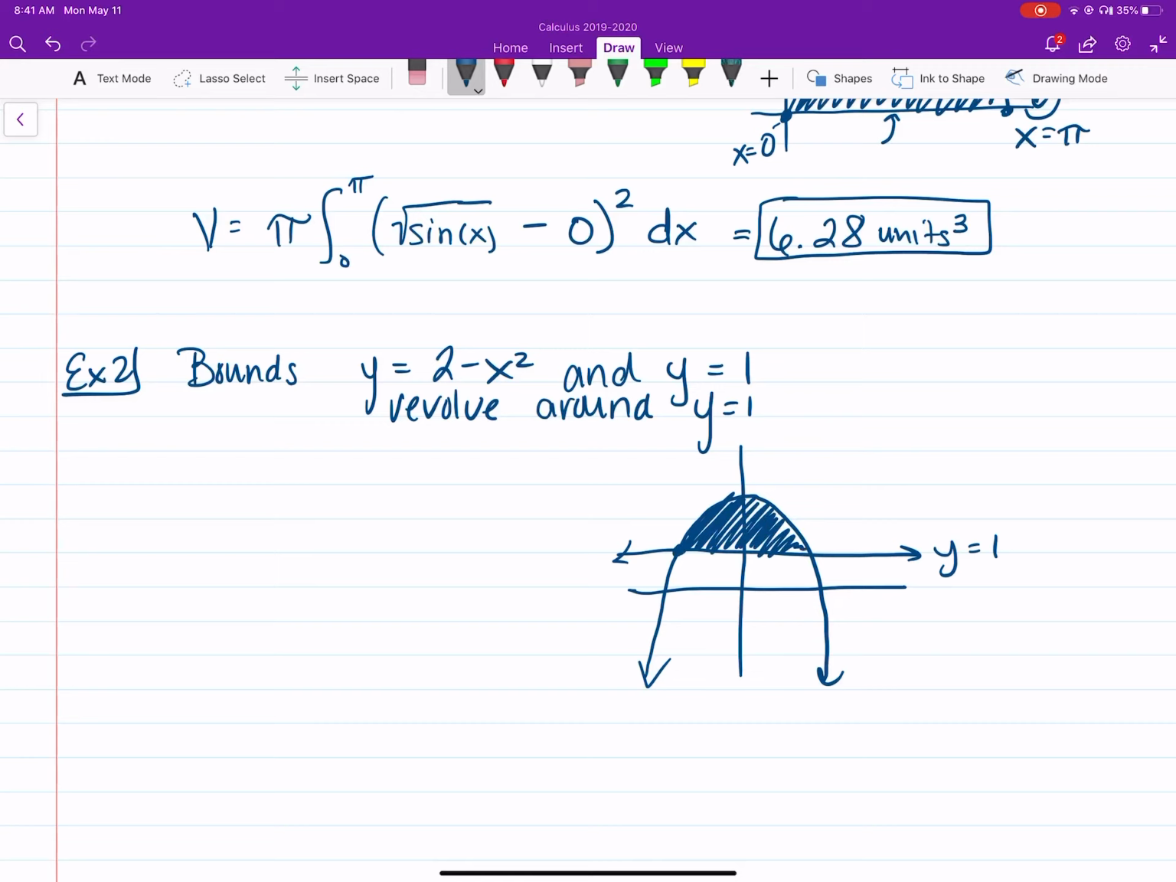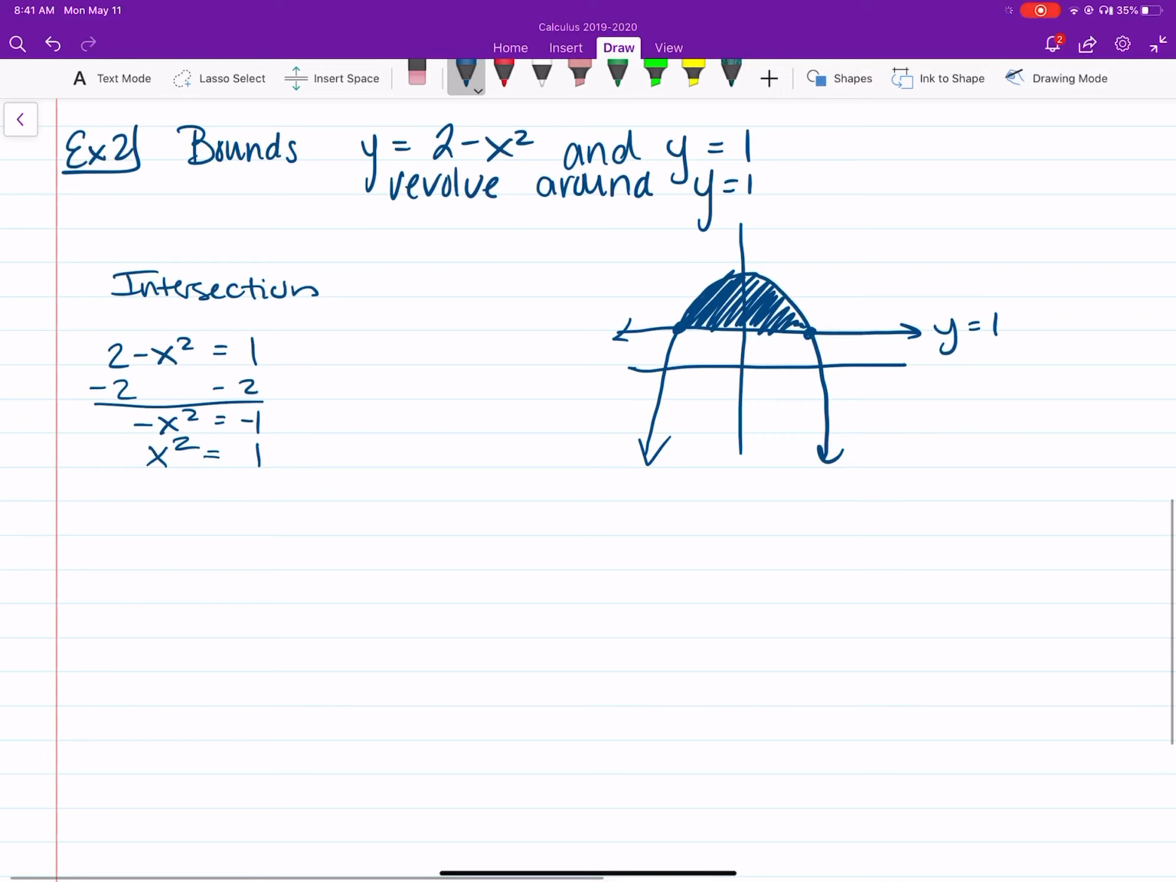What we need to find, though, is where they intersect. This is like the area problems we did. Set your two equations equal to each other and solve. So for the intersection, 2 minus x squared equals 1. Subtract 2: negative x squared equals negative 1. Divide everything by negative 1 and you get x squared equals positive 1. Square root that, so x equals plus or minus 1. So x equals negative 1 and x equals positive 1. We are revolving it around y equals 1.